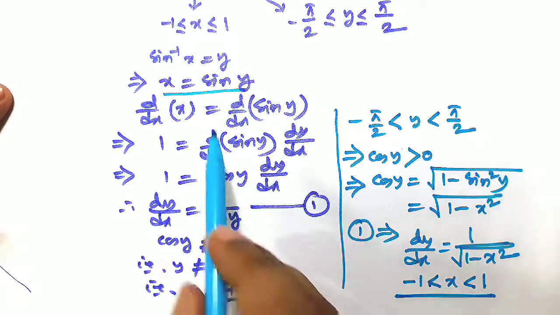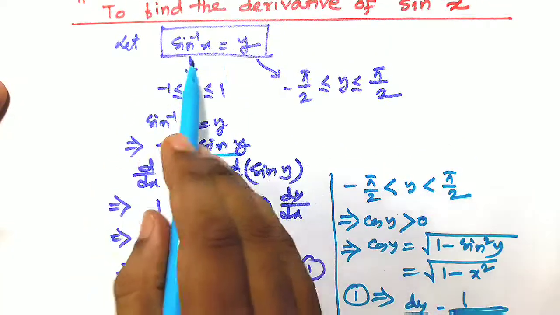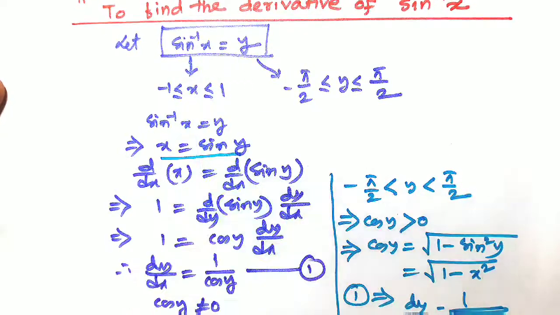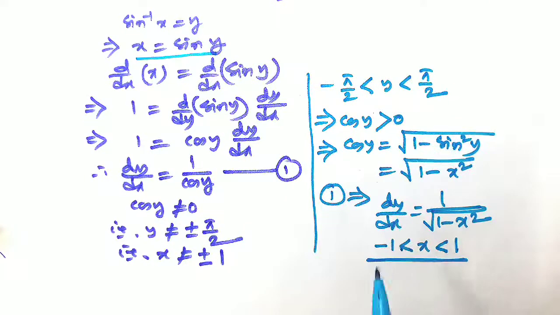So our trigonometric function was sin inverse x, which is considered as y. So y is equal to sin inverse x, and now finally we are getting here dy/dx is equal to 1 upon root over 1 minus x square, where minus 1 less than x less than 1.